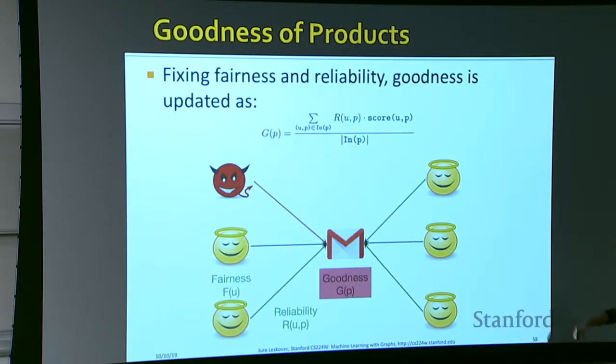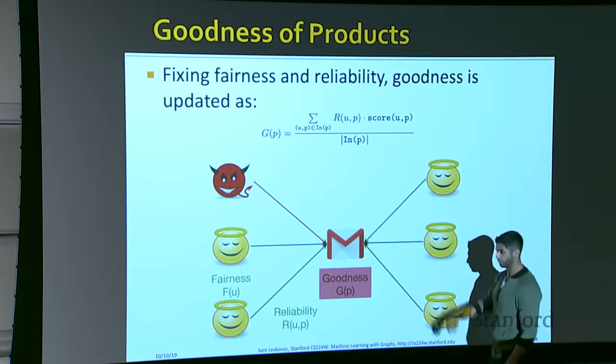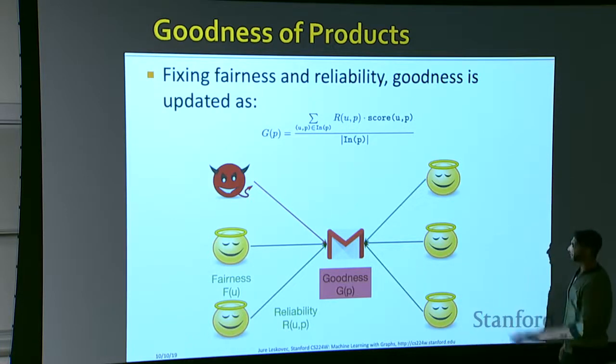And similarly, we can now compute the goodness by fixing the fairness and the reliability, so that the goodness will be nothing but the score assigned to that review times how reliable that review is, okay? So if the review has very low reliability, no matter what the score is, it's not going to impact the final goodness score for that app, okay? So this is the key insight from the formula.